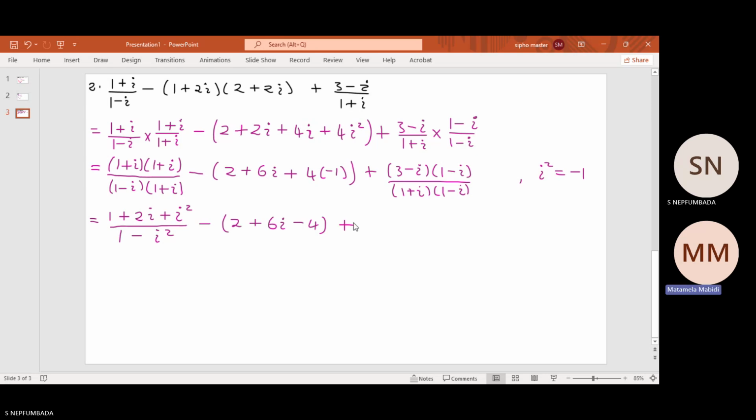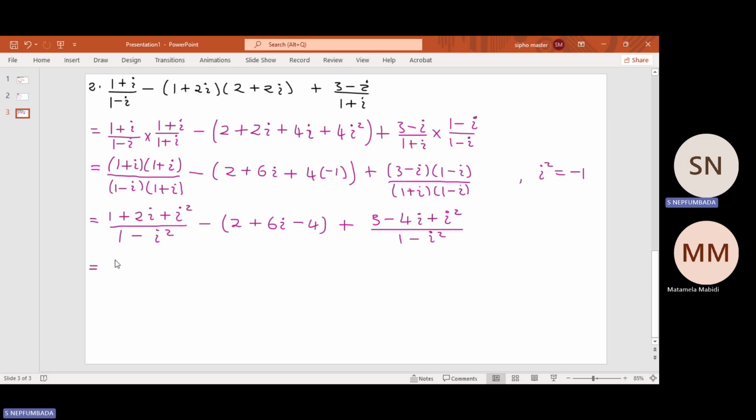We're going to have -2. Are you not the one who said we have to write all the steps? Okay, so 3 times 1. 3 times minus i, 1 times that one is minus 4i, right? Then plus i squared divided by what? By 1 minus i squared.